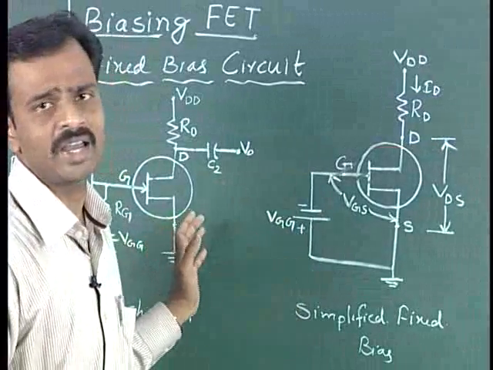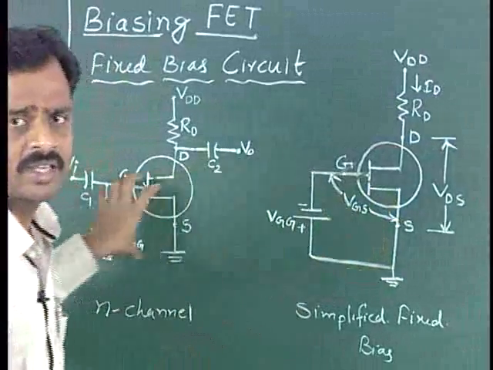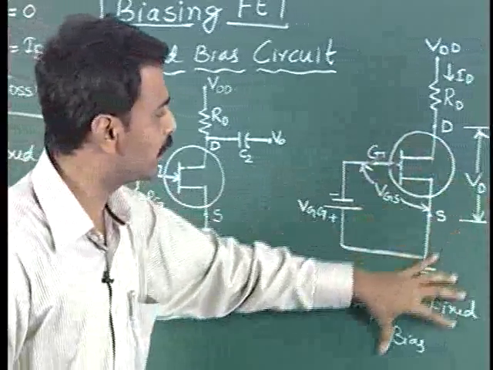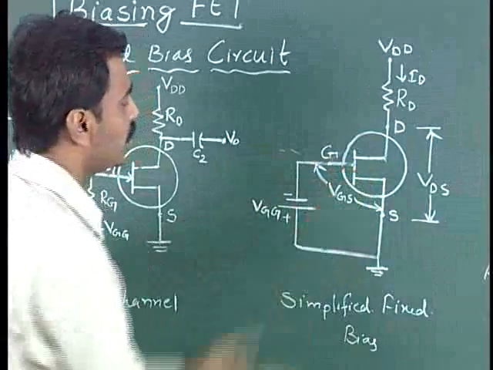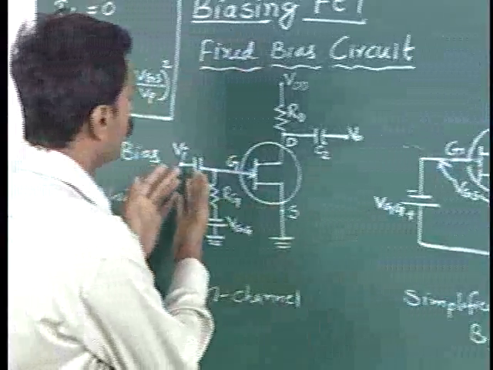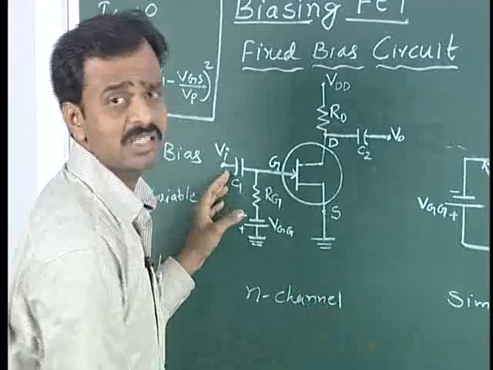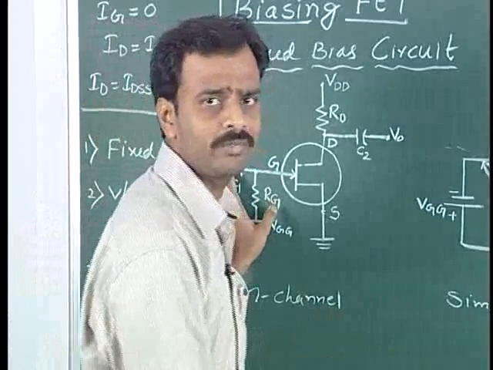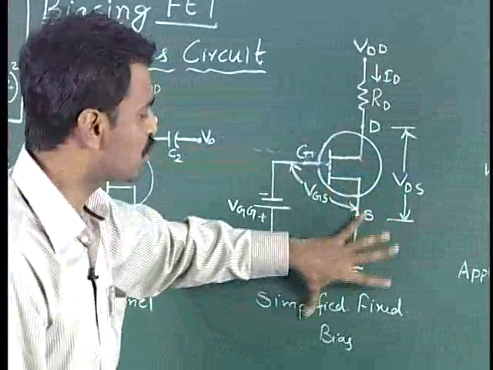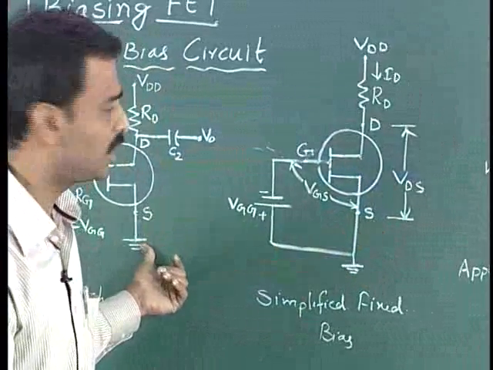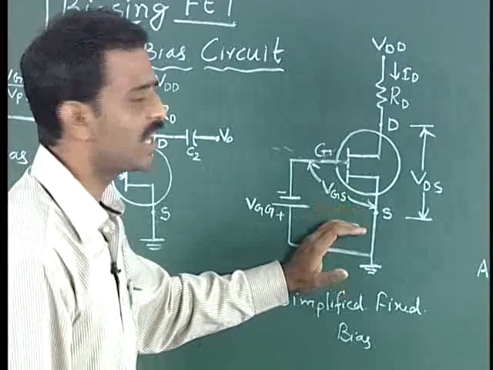Then the simplified diagram can be drawn for the case of fixed bias. Everything has been drawn the same as in the given diagram, except that these capacitors will not be considered here. They will be open circuited for the case of DC biasing. So this is the simplified diagram drawn for the fixed bias technique, and it can be analyzed.